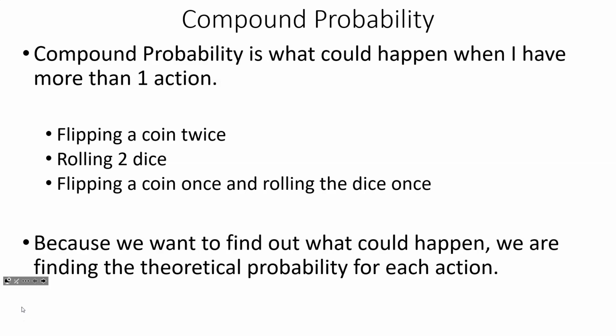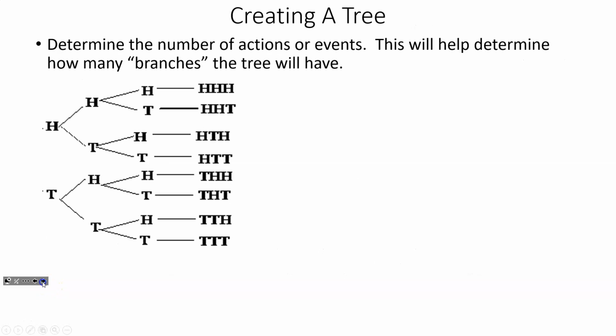So compound probability is what could happen when you have more than one action. For example, flipping a coin twice, or rolling two dice, or flipping a coin once and rolling the dice once. So there's more than one action that's occurring. Because you want to find out what could happen, we're finding the theoretical probability for each of these actions and then combining it into a compound probability.